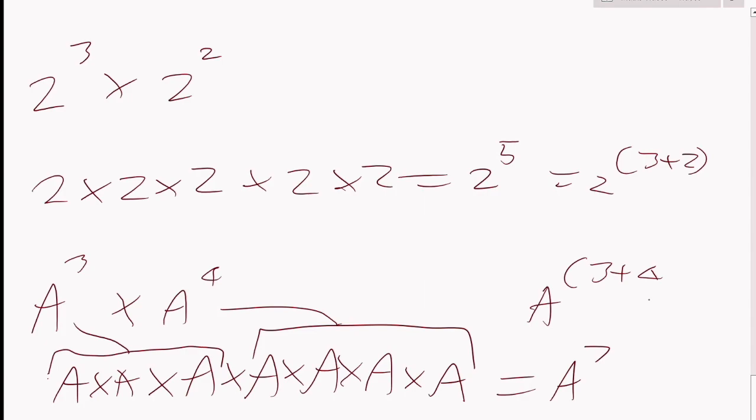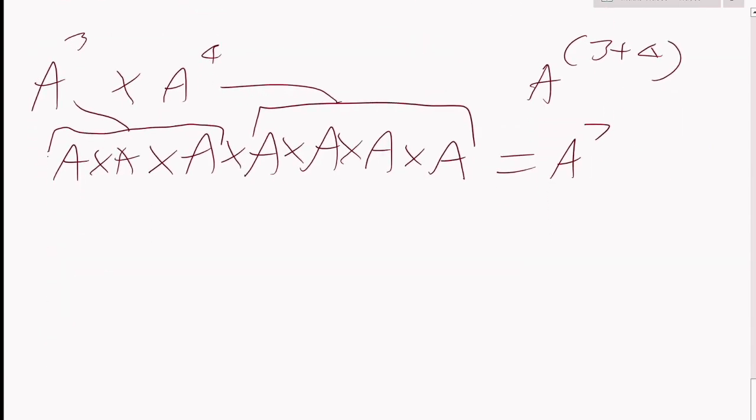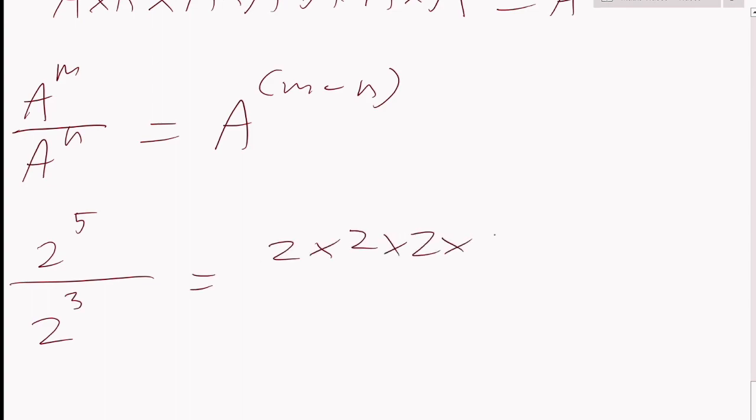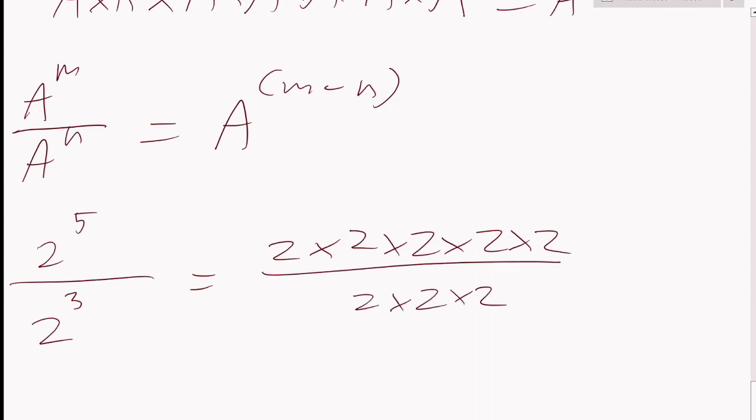So the second rule is that if I have my base a again to some power m divided by my same base a to some power n, that is the same as a to the power of m minus n. So if we show that again, let's use the example we had earlier. If we have 2 to the 5th over 2 cubed, that equals 2 times 2 times 2 times 2 times 2 over 2 times 2 times 2. You could work this out. This is 32 over 8, which gets you 4, which, as we know, is 2 squared.